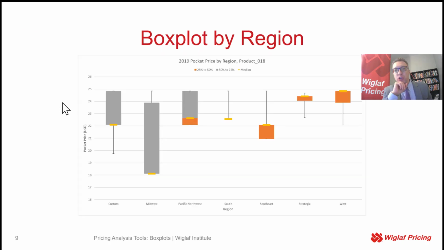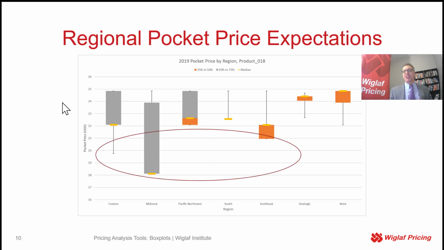One of the things you could do, as we did in the example in Excel, is create a box plot by region. See what type of variation you see. See if you start to notice trends. Is there anything interesting? Why is the Midwest, the custom, and the Southeast, why is their pricing so much below everyone else? And when you look at that, when you start to have conversations with your stakeholders, find out what's causing that. Is that a justifiable pricing discount or not?